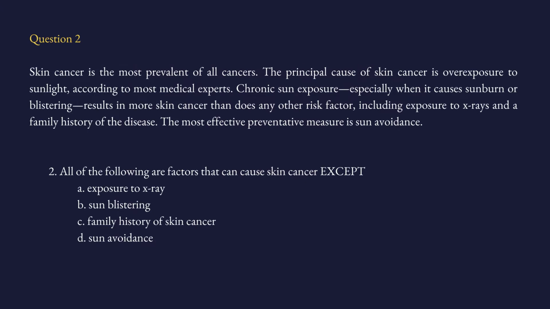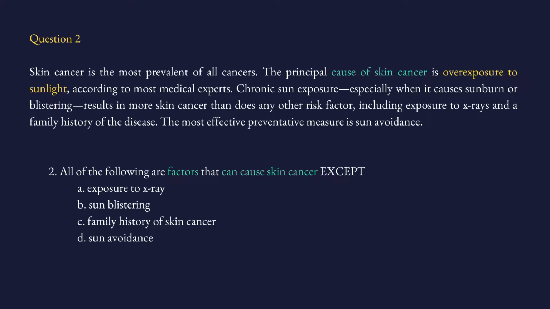That's all. Question number 2. All of the following are factors that can cause skin cancer except A, exposure to X-ray, B, sun blistering, C, family history of skin cancer, and D, sun avoidance. What are the keywords? Factors causing skin cancer. Let's see. So the second sentence has cause of skin cancer, so let's read it. The principal, that is main, cause of skin cancer is overexposure to sunlight.